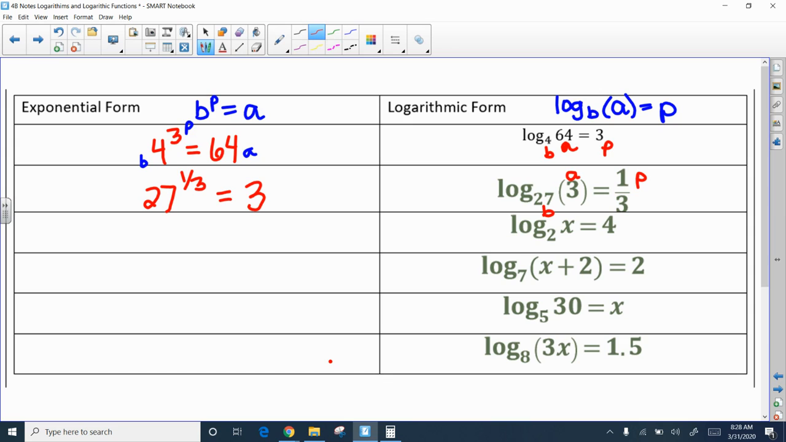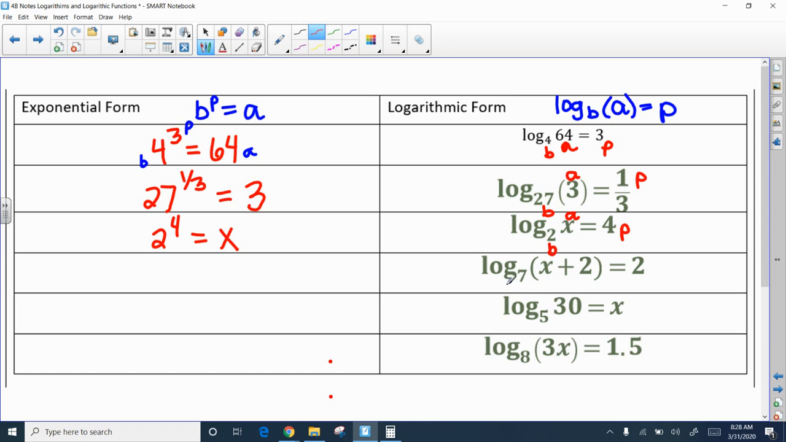So those ones just were true statements with numbers, no variables, but the rest of them have variables, but we're still going to do the same thing. So the third example, we have log base 2 of x equals 4. This is the base, this is the a, and this is the p. Since it's in logarithmic form, log base b of a equals p. So when I change it to exponential form, it's b to the p power. So 2 to the 4th power equals x.